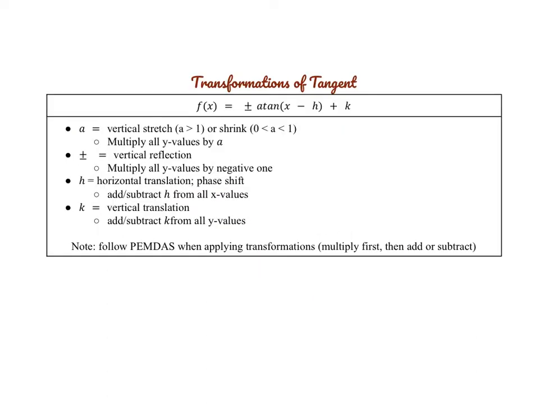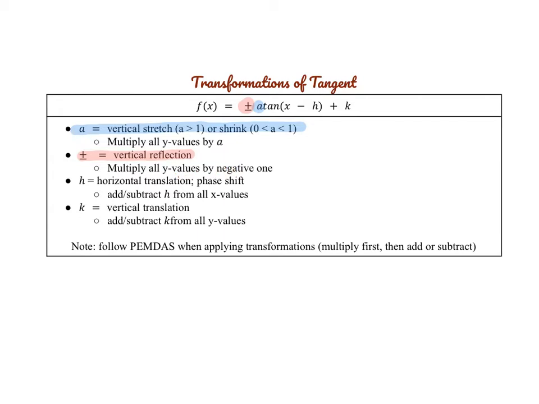So here's the general form for the transformations of tangent. You're going to see a lot of really familiar things here. First, you're going to see that a value, the vertical stretch or shrink, same place as any other function we work with. You can achieve that by multiplying all of your y values by a. The next thing you might see is that minus sign out front. If you have a minus sign, it's a vertical reflection over the x-axis. So you multiply all of your y values by negative 1.